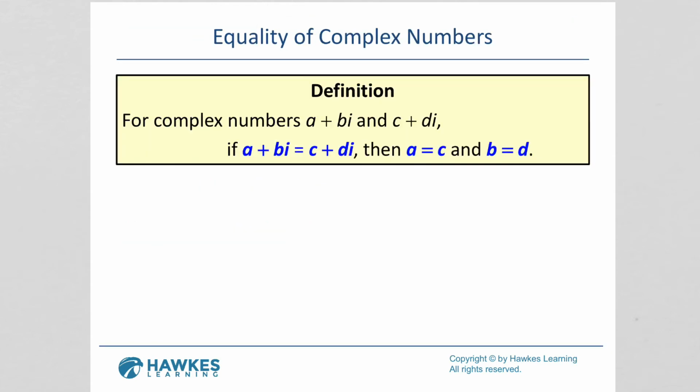For complex numbers, a plus bi and c plus di, if a plus bi is equal to c plus di, then a equals c and b equals d. In other words, the real parts are equal to each other and the imaginary parts are equal to each other.